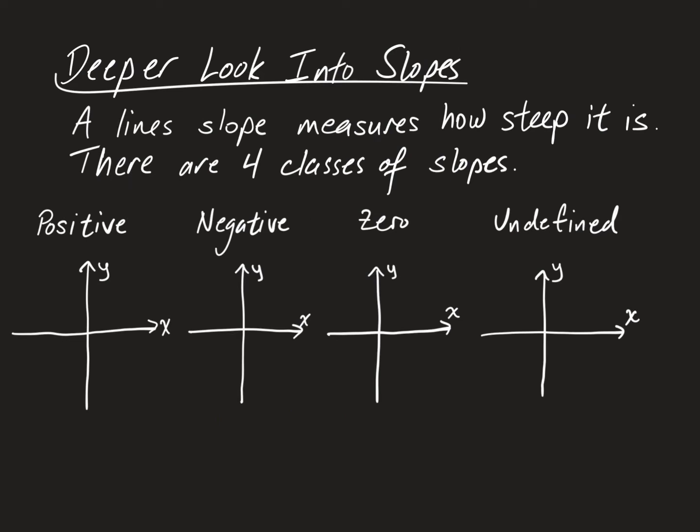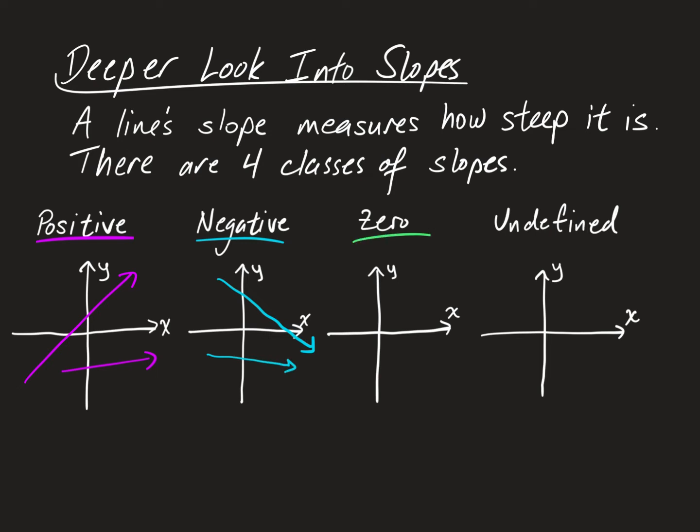Let's take a deeper look into slopes. A line's slope measures how steep it is, and there are 4 different classes of slopes. The first one is being positive. That is any line that moves up from left to right, and it can be flat, it can be steeper, but if a line is moving upward from left to right, then it has a positive slope. The next one is a negative slope, and if moving up was positive, hopefully it makes sense that moving down was negative. Again, it can be steeper or it can be flatter, just as long as it's going down left to right.